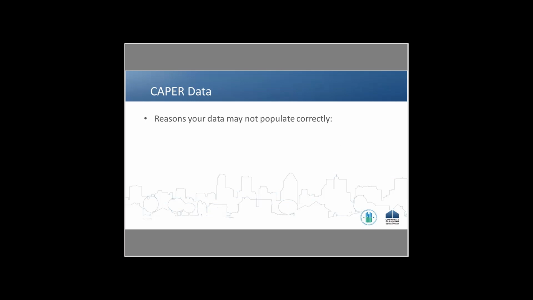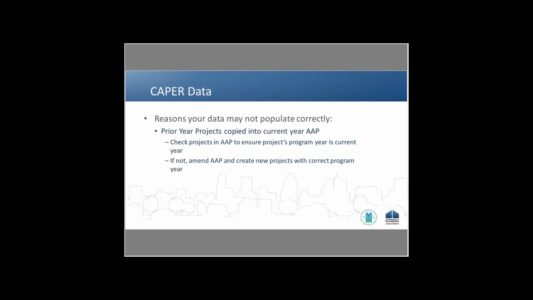And just one more set of reasons why your data may not be populating correctly is if prior year projects were copied into your current year action plan. And we're going to talk about this a little bit more in just a minute as we talk through more on projects. But you want to check to make sure that when you're creating your 2018 project, all of those projects listed on your AP35 project screen are 2018 projects, because if you create a copy, and most of you on the line are going to be creating copies of your projects, it's going to automatically copy forward your 2017 projects. And you're going to want to actually remove those from your 2018 action plan and create new 2018 projects.